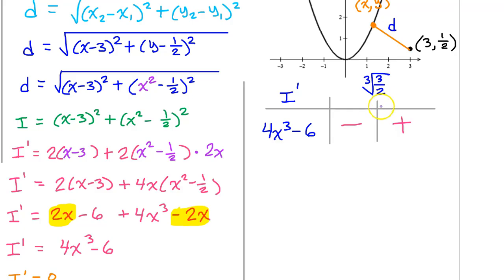However, this is a special case. Because we only have the one critical value on the entire domain, we have divided the domain into just 2 intervals. Because I prime is negative to the left and positive to the right, we know that I itself must be decreasing from negative infinity to here, and then increasing from here to infinity. Therefore, we must have an absolute min at the cube root of 3 over 2.